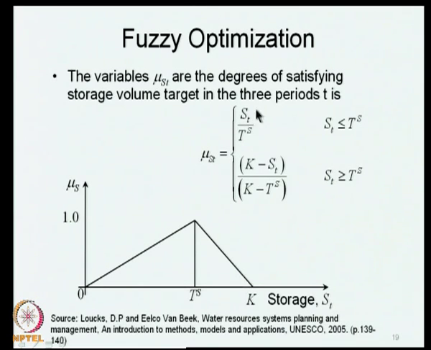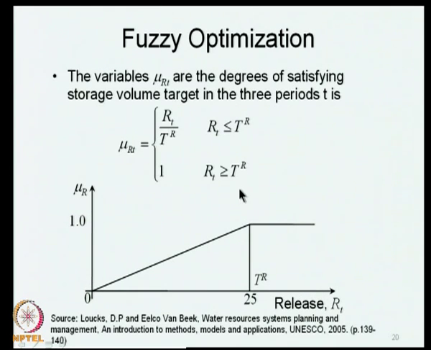So, we will say St by Ts whenever St is less than or equal to Ts, and as it starts going up, you do not still want it to be very far away from Ts, and therefore, you will write this as the membership function when you have St greater than or equal to Ts. So, this defines the membership function for the storage. What does this indicate? This indicates that the actual storage value should be as close to Ts as possible. That is what is indicated here.